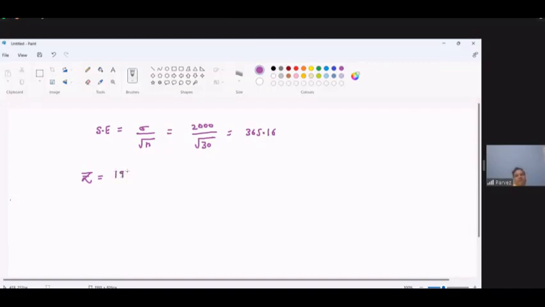X bar is how much? 19,750. And mu? 19,000 divided by 365.16. Equal to 2.05.